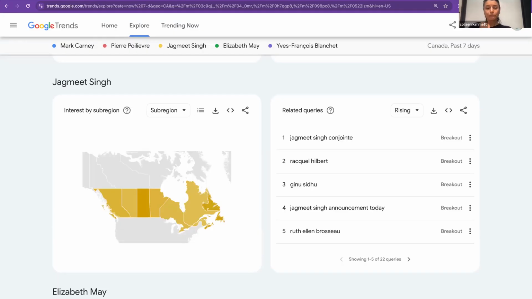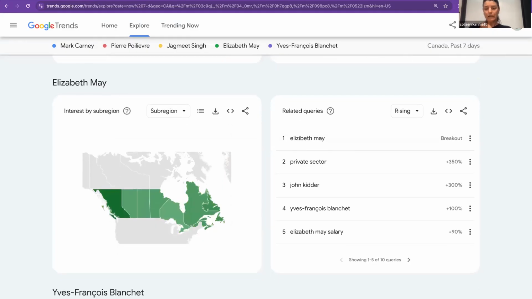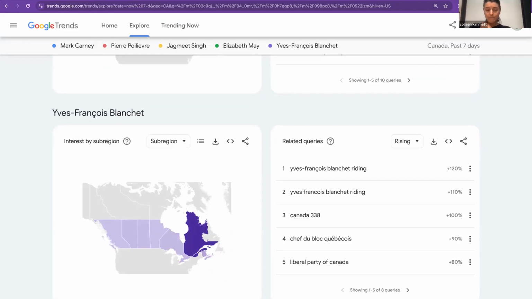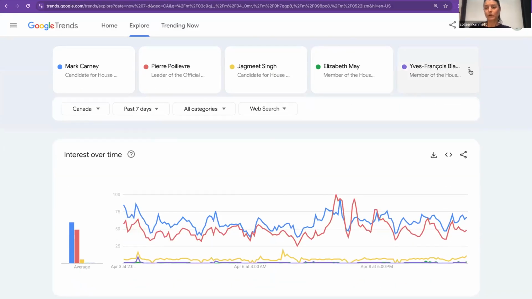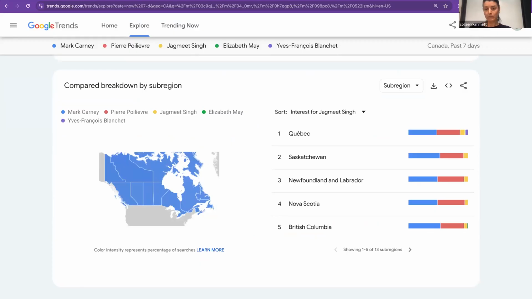Here we see interest-related queries in Jagmeet Singh. And finally Elizabeth May and Yves-François Blanchet. Not surprisingly, most search interest in Quebec here. So you could also do a search like this for the parties. The closer you get to an election, the more, I would say, interesting and newsworthy these related queries become.